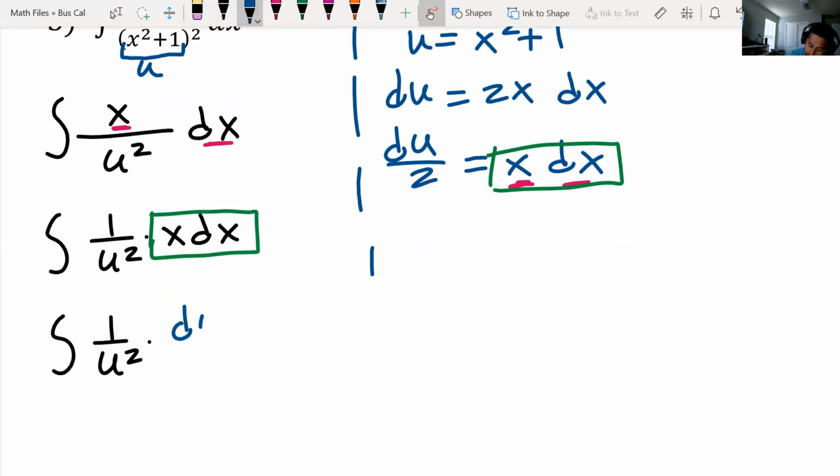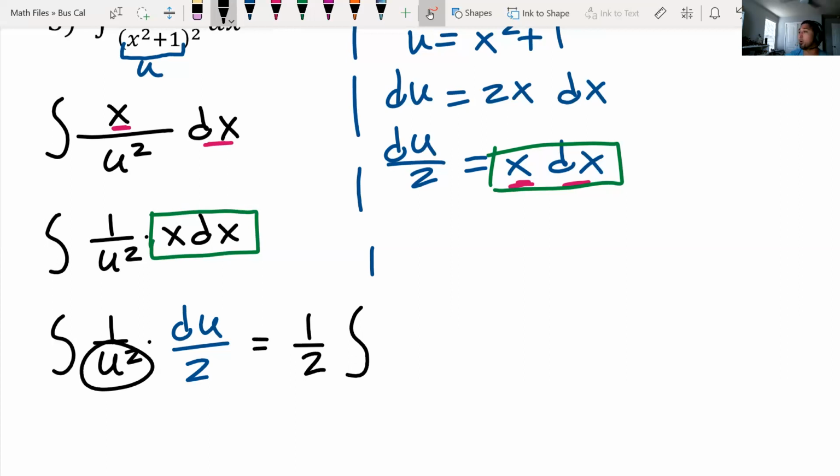Times du over 2. Now, some cleaning up to do. What fraction can I pull out? A half. The 1/2. And you get 1/2 times the integral. And this u squared, I'm going to flip up and make it u to the negative 2 du. And now we are all set to find the antiderivative.